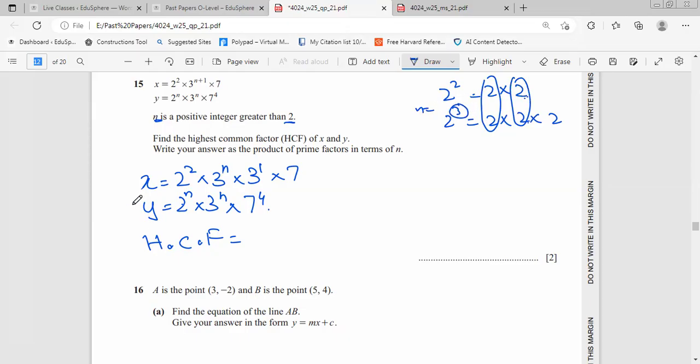So for 2 power n and 2 squared, I will be taking 2 squared as the common factor. Again, 3 power n and 3 power n is common, so I will be taking 3 power n common. For 7 and 7 power 4, at least 7 is common. So this is going to be the answer: 2 squared into 3 power n into 7.